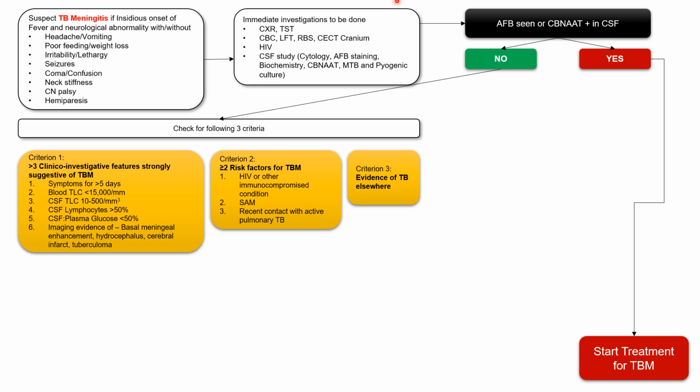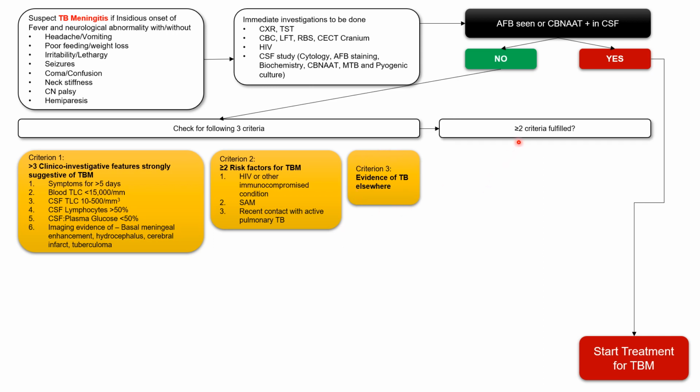So we have to see whether these criteria are present. Is criteria 1 present? Any 3 of these 6 if present, criteria 1 will be considered positive. If any 2 of these 3 are present, criteria 2 will be considered positive, and criteria 3 will be considered positive if there is any evidence of TB elsewhere in the body.